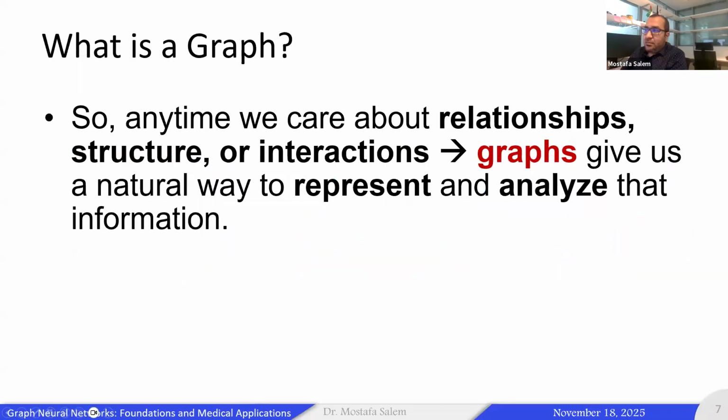So anytime we care about relationship structures or interactions, graphs give us a natural way to represent and analyze that information. This is the message I want to let you know: when to use graphs in your research. If you have data that you could represent as nodes, if you have structures, if you have relationships, if you have connections between these data, between these objects, then graph is the best machine learning architecture you can use to learn a good representation from your data.